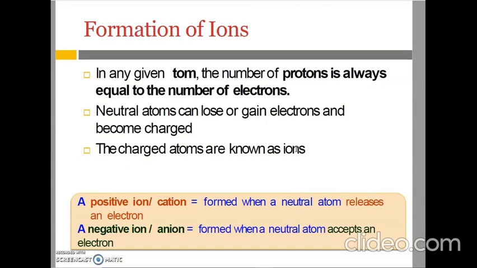So how is the ion formed? In any given atom, the number of protons is always equal to the number of electrons. A neutral atom can lose or gain electrons and become charged. The charged atoms are known as ions, as mentioned before. A positive ion, or cation, is formed when it releases or loses an electron, while a negative ion, or anion, is formed when it accepts an electron.